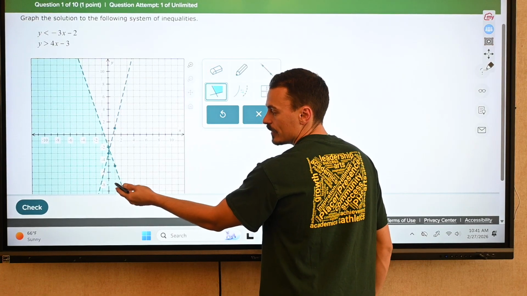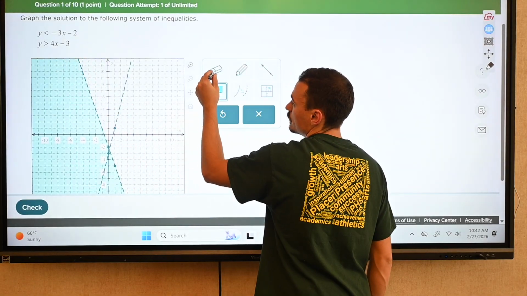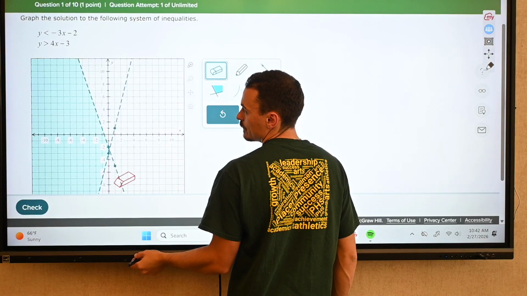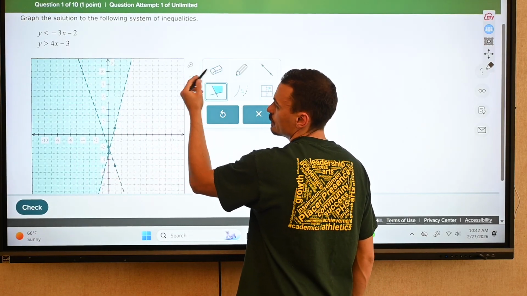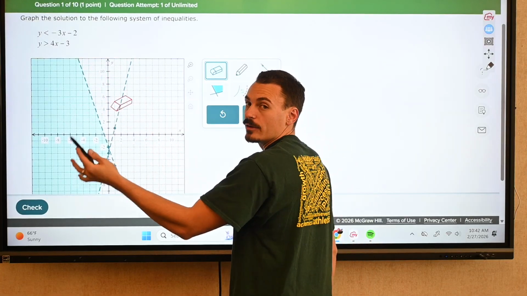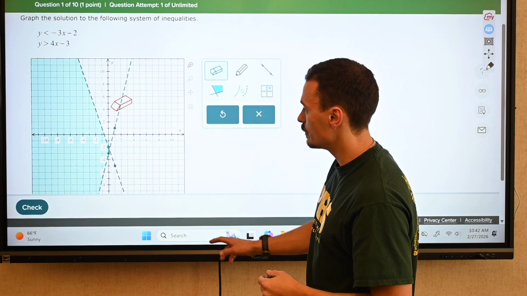See what I did there? That is below, but we need to be above. So this needs to get erased. Okay, and then remember, we don't shade this region because it's not part of the other graph. So it needs to be happening both at the same time. So this would be the answer.